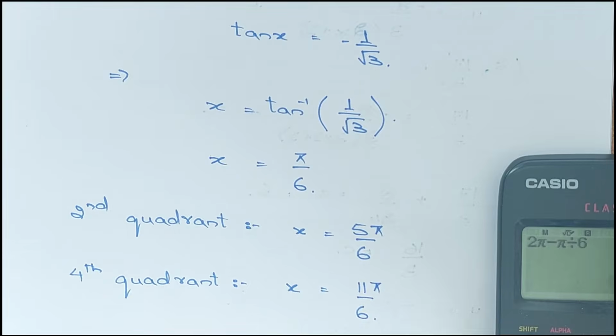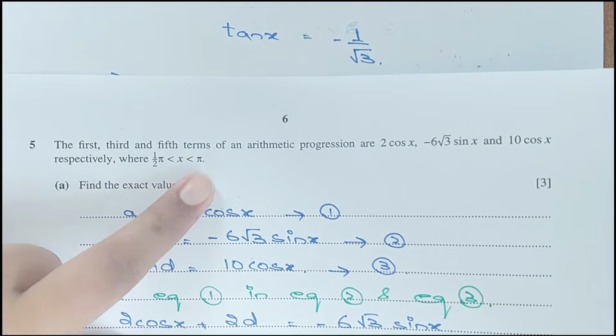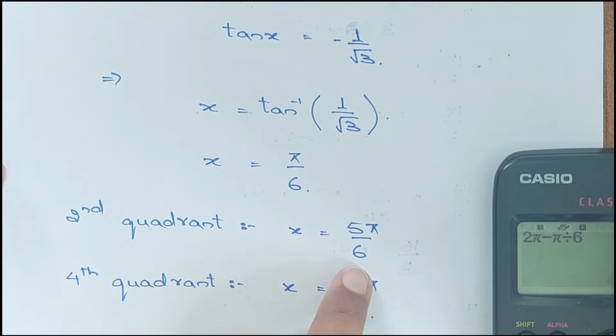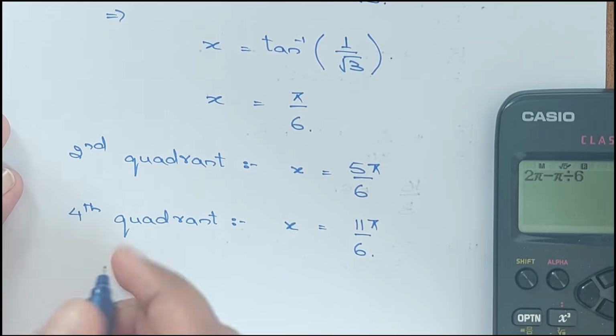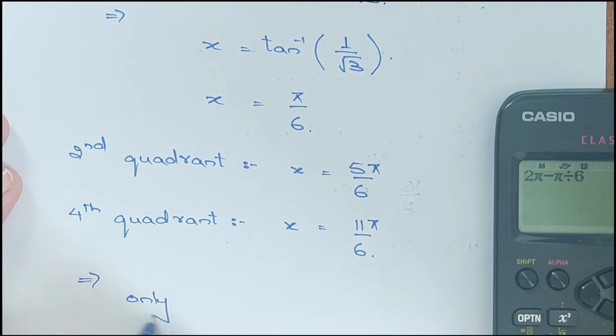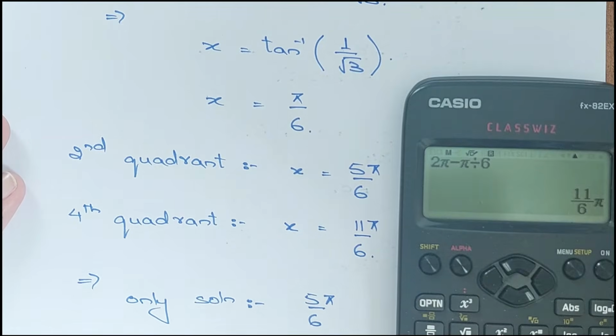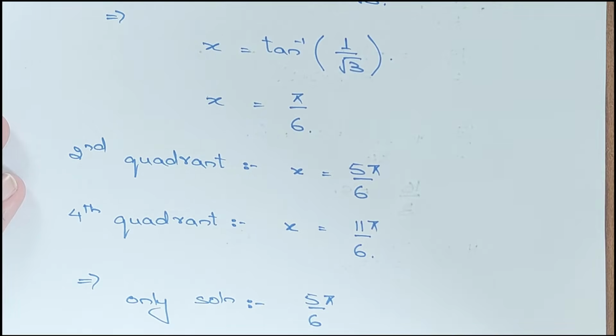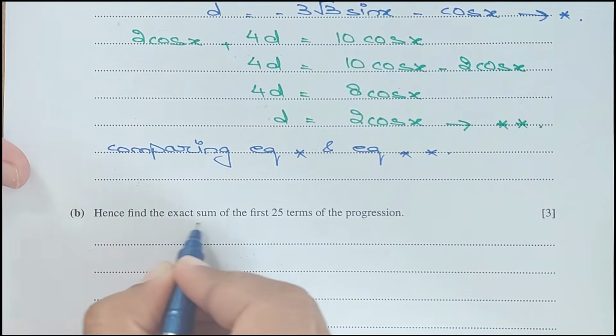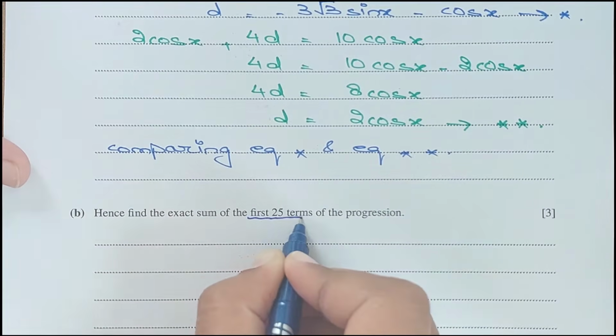Okay, the domain we have been given is that the range of the x values is between pi by 2 and pi, right? So the only solution is this, right? That belongs to the given range, right? The only solution is 5 pi over 6, that belongs to pi by 2 to pi, because 5 by 6 is between 0.5 and 1, and 11 by 6 is more than 0.5 and 1. Yeah, right. Now for part B, hence find the exact sum of the first 25 terms of the progression.